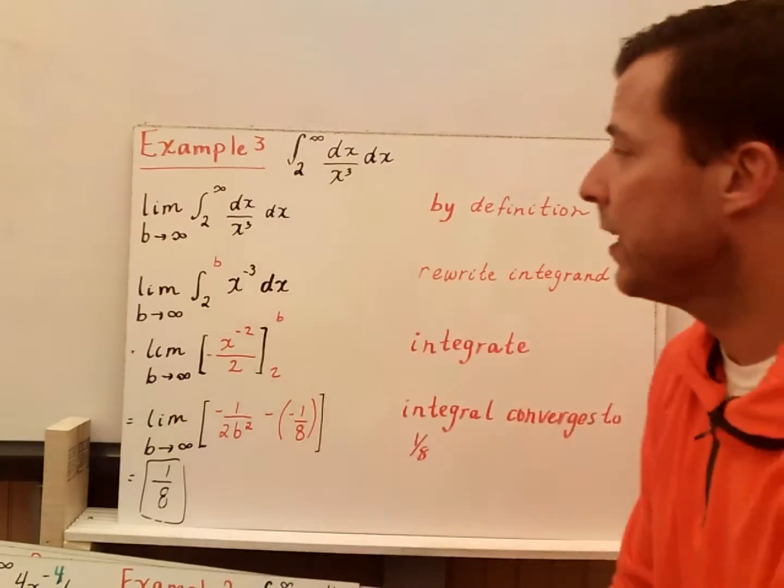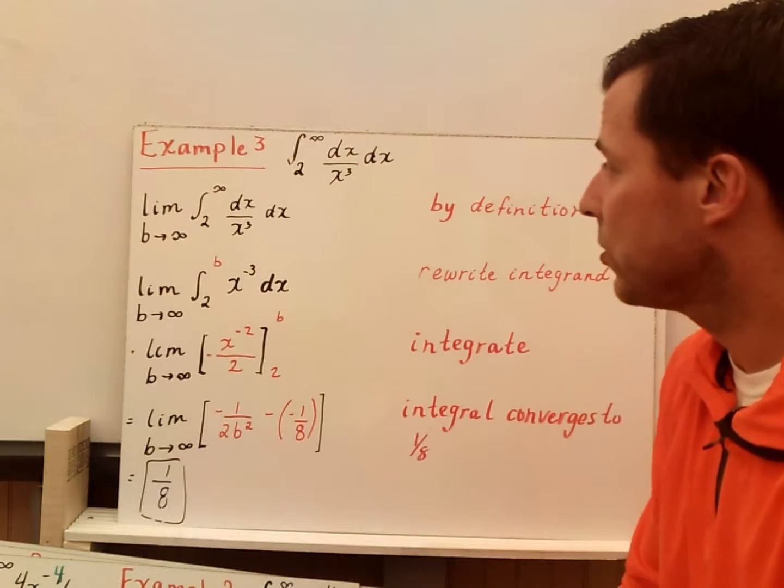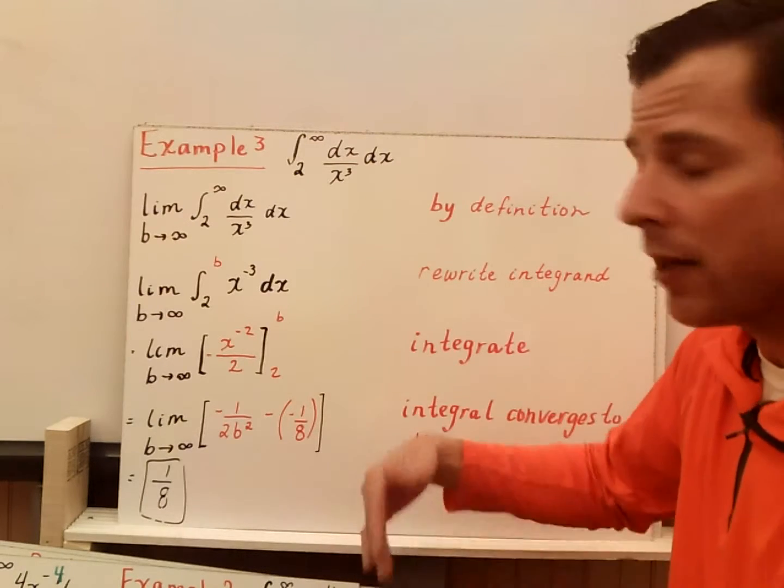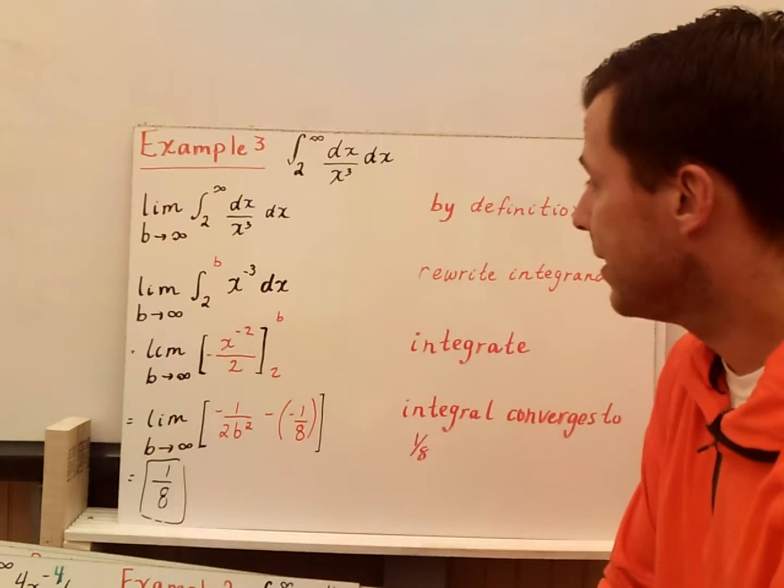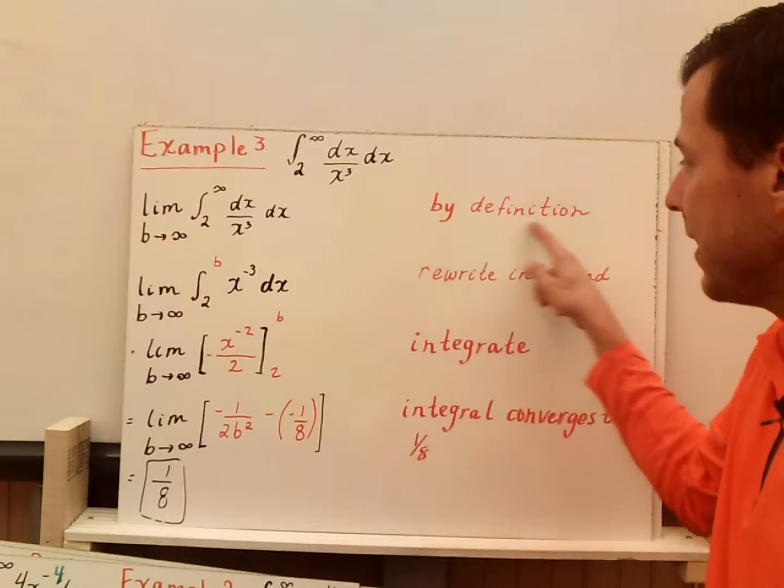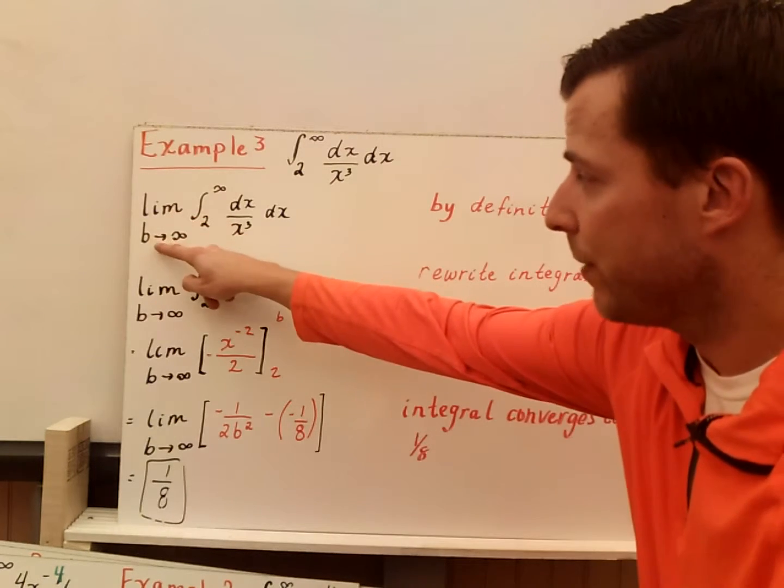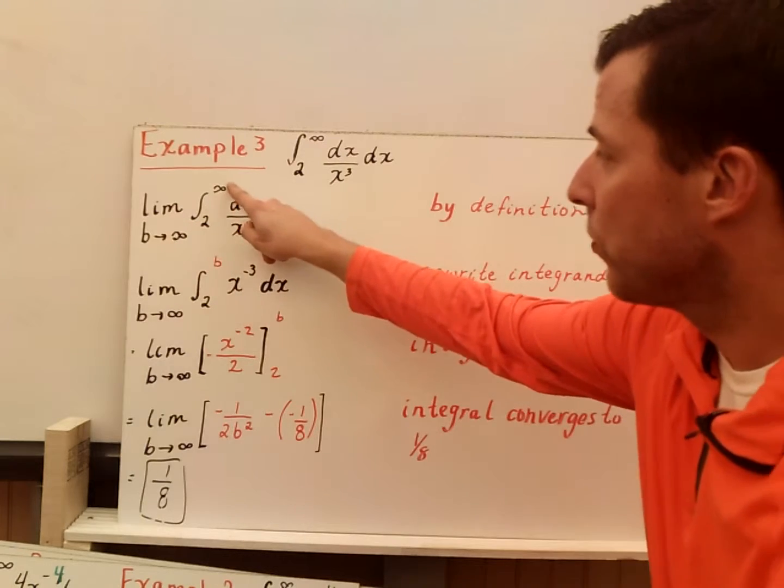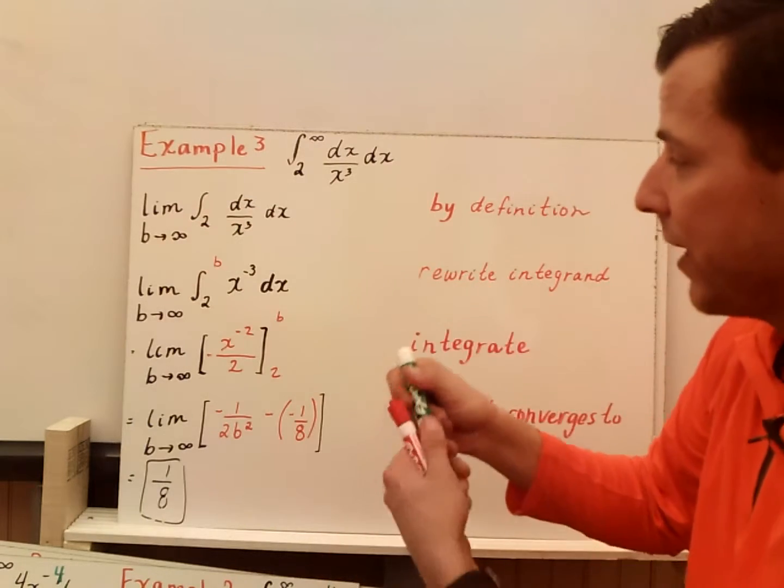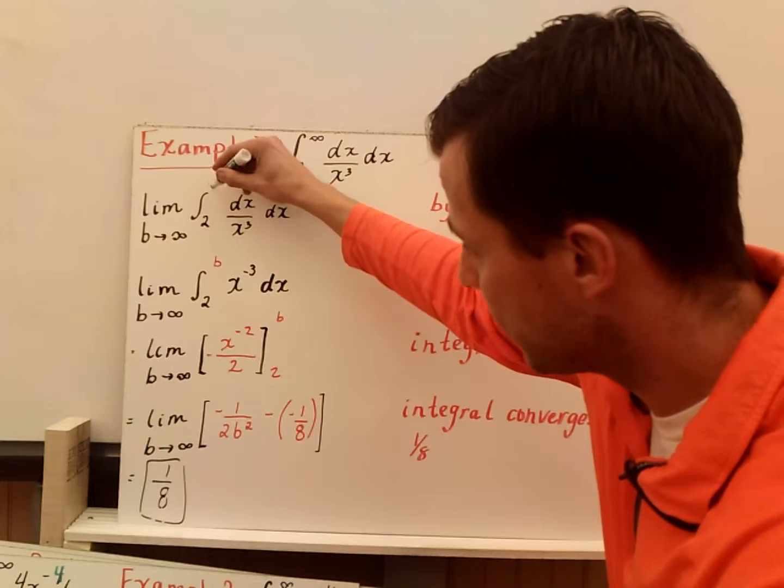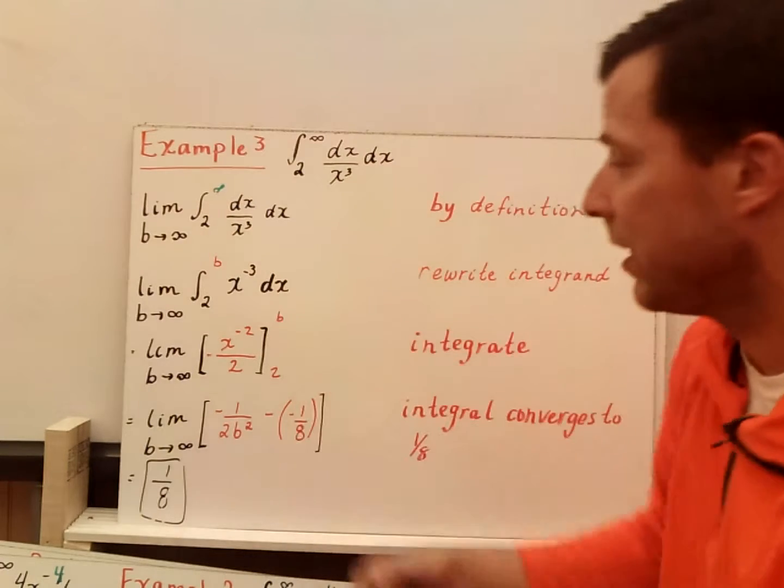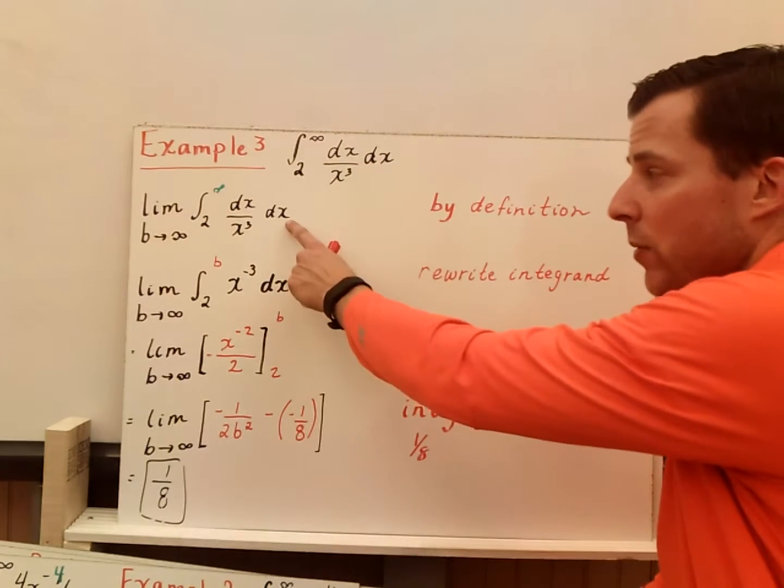Approaching infinity, the integral from 2 to infinity of dx over x cubed. So, by definition, we take the limit as b approaches infinity from 2. We can call that b if we wanted to, which I did in the step below. By definition, here we go.